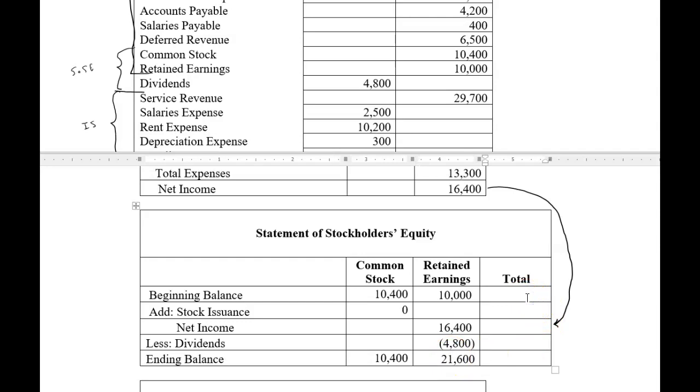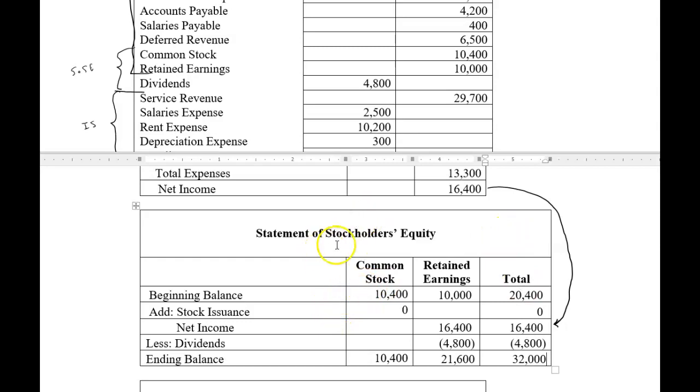Now your total over here is just the sum across so that we can see what our total is going forward. Really easy and quickly, we're going to put that in there. So what's our total stockholders' equity? Well, at the end of the day, it should be $32,000.